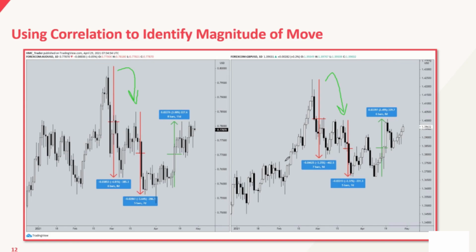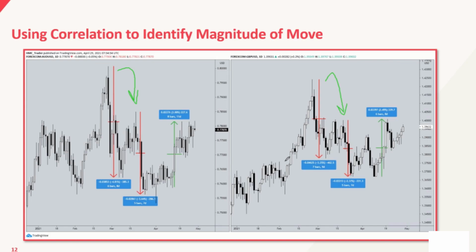Okay, so if you know that right now the Aussie dollar and pound dollar are positively correlated, and whenever the Aussie dollar drops, it drops about 3 to 4%, you can make an educated guess to say that the pound dollar will drop probably by about 1.5% less than the Aussie dollar. So if you measure the magnitude of the move, and you see that the pound dollar has already dropped about 1.5% less than the Aussie dollar, I don't think you guys want to short it anymore.